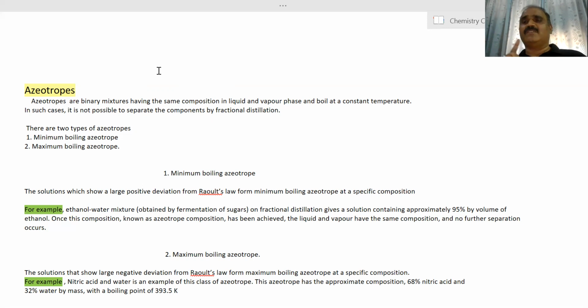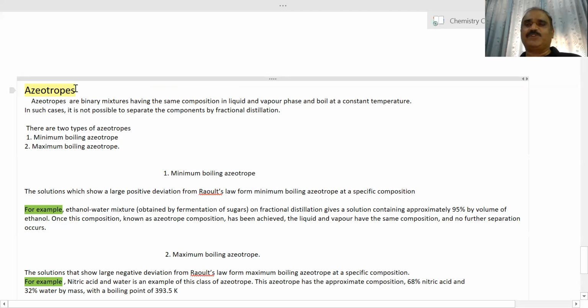But a solution cannot boil without change in composition because the vapor pressures of components are different. They are vaporizing with different rates. Their mole fractions change. But some condition is there. Under that condition, if a solution is boiling like a pure solvent, if a solution is boiling without any change in its composition, then that solution is called azeotrope.